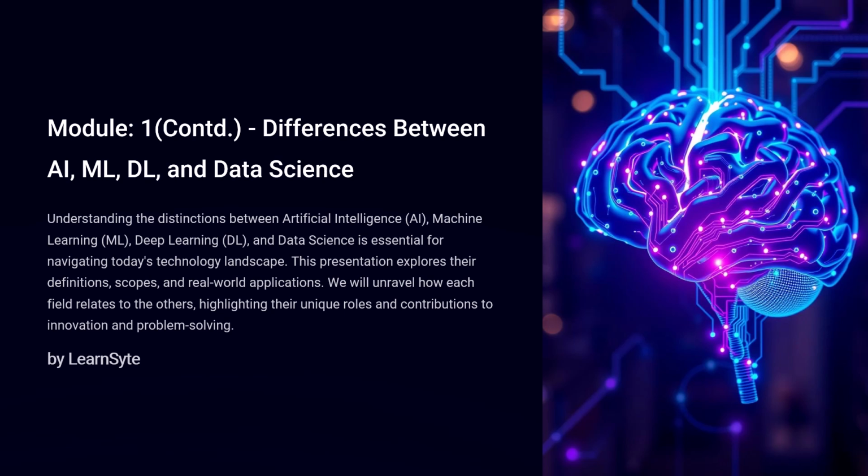Let's continue our discussion on Module 1. This session will cover the key differences between AI, ML, DL, and data science. Understanding the distinctions between artificial intelligence, machine learning, deep learning, and data science is essential for navigating today's technology landscape. This presentation explores their definitions, scopes, and real-world applications. We will unravel how each field relates to the others, highlighting their unique roles and contributions to innovation and problem-solving.